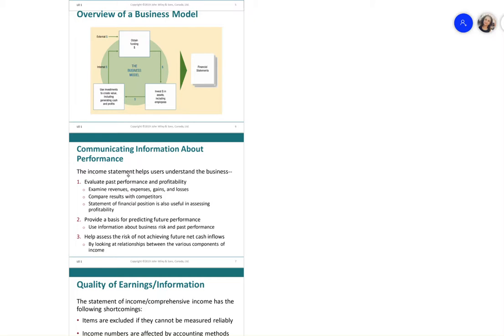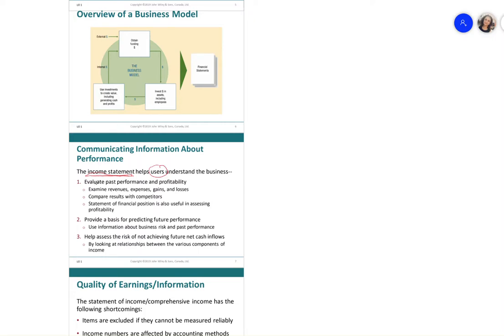Now, going further, communicating information about the performance. The income statement helps users understand the business. Of course, why is it important for the investor? Why do we need to look at the income statement? Because it helps users understand the business. When we think of an income statement, it's just revenue, expenses, gains, and losses.